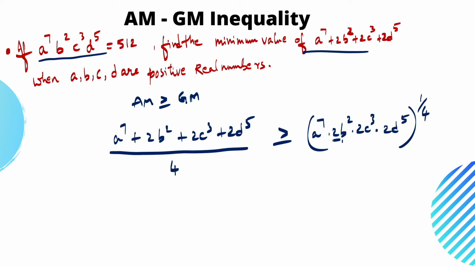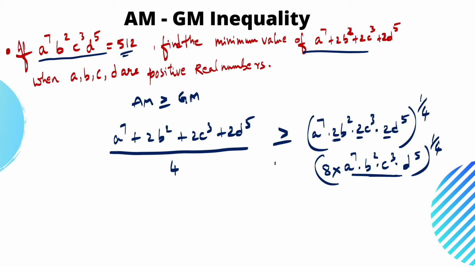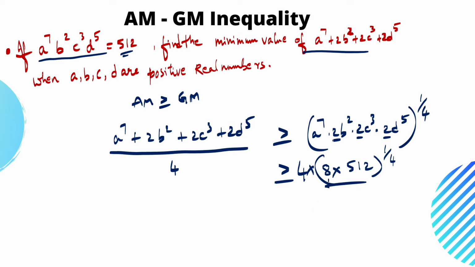Now this 2 into 2 into 2 will be equal to 8. So 8 into this will be equal to a power 7 into b square into c cube into d power 5, whole power 1 by 4. And we know the value of this, right, which is 512. So we can substitute this here, and if we bring this denominator to the other side, it will be 4 into this value, and we can change 8 into 512.